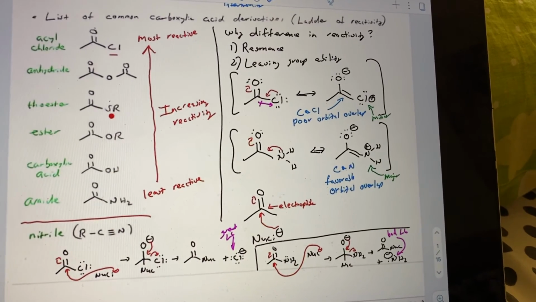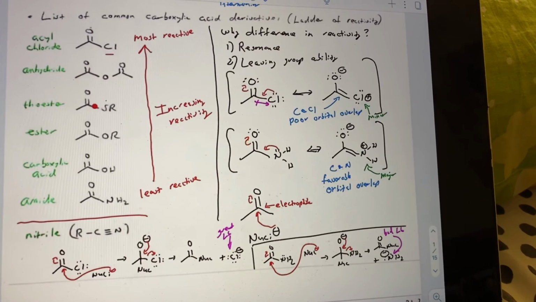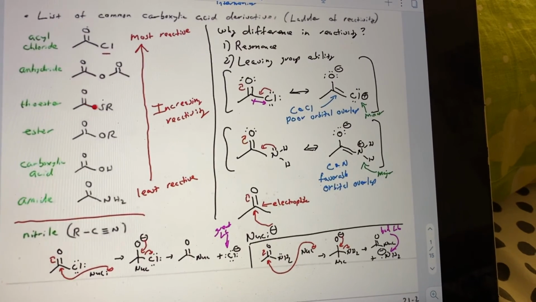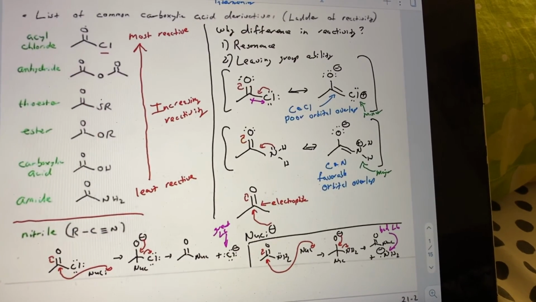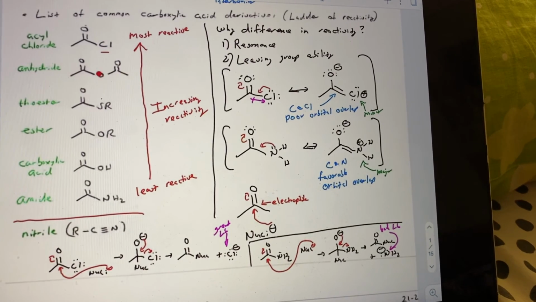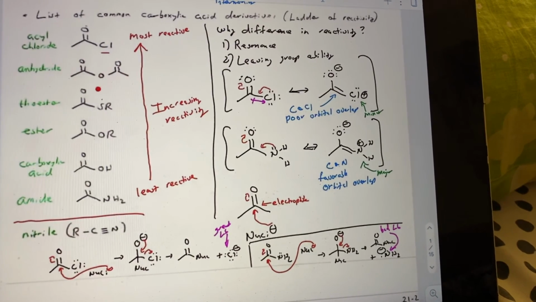Sulfur is going to be a better leaving group. It's going to donate electron density less effectively, so the thioester will probably be more reactive than the ester. And then this one here we're going to see has a really good leaving group on it because we have resonance stabilization.